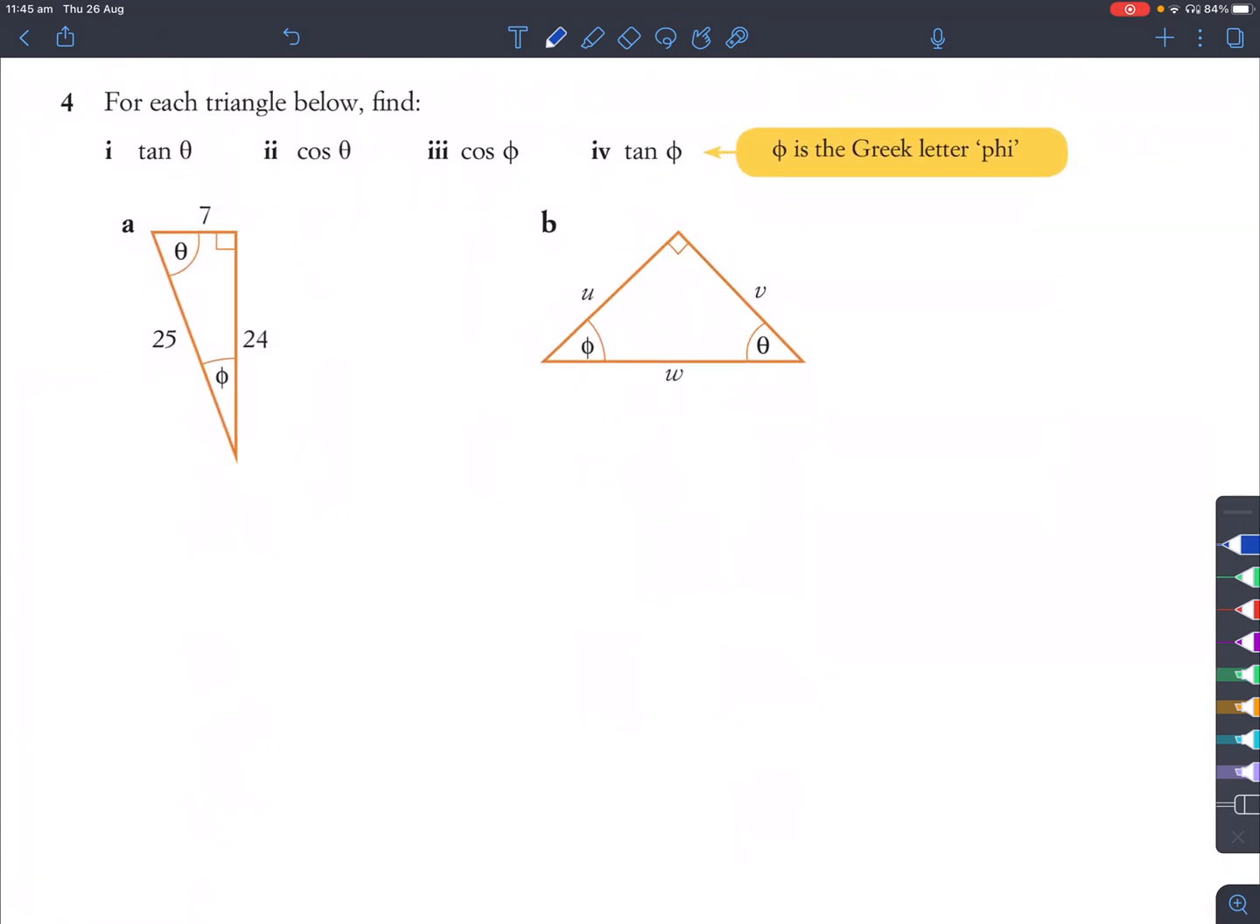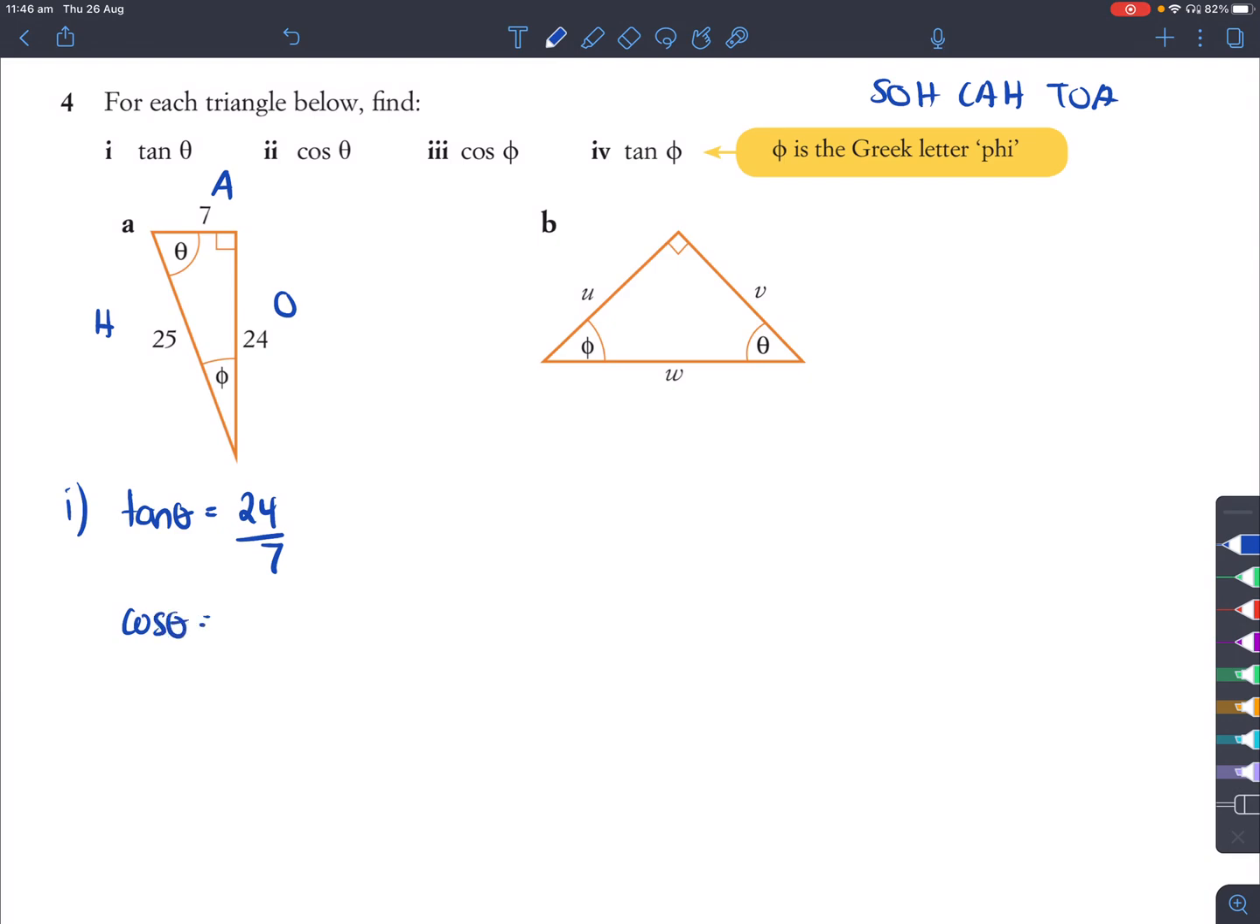Question 4. For each triangle below, find sine theta, cosine theta, tan theta, and sine phi, cosine phi, tan phi. This is another Greek letter. So, with part A, let's try and find out what tan theta is. If I just ignore the phi and just use theta to denote all my sides to do with hypotenuse, adjacent, and opposite, the hypotenuse is always going to be 25. That's always going to be the longer side. But opposite theta is going to be this length, which is 24. And our adjacent side to both theta and the 90-degree angle is the length of 7. So remember, tan of theta, in this case, is opposite over adjacent. So O over A is going to be 24 over 7.